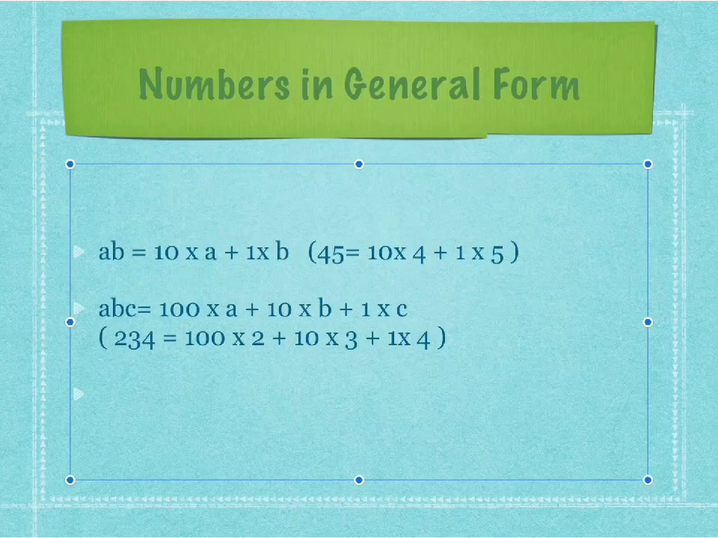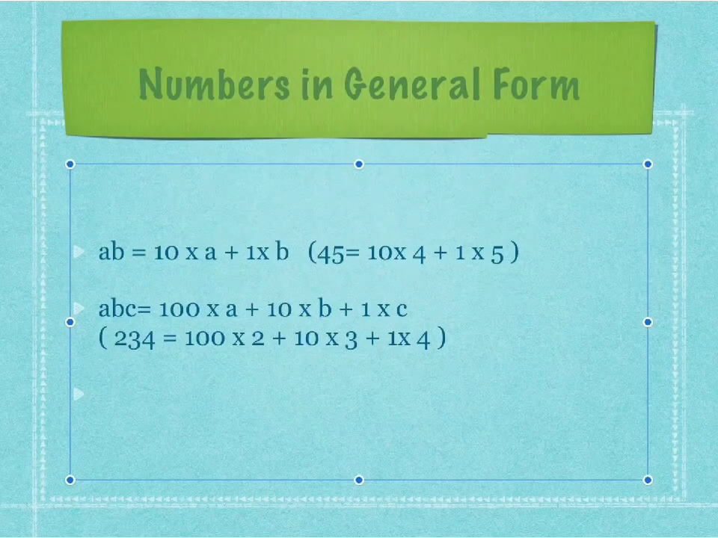A three-digit number ABC, where A is at 100's position, B is at 10's position and C is at 1's position, can be written as 100 into A plus 10 into B plus 1 into C. 234 can be written as 100 into 2 plus 10 into 3 plus 1 into 4.